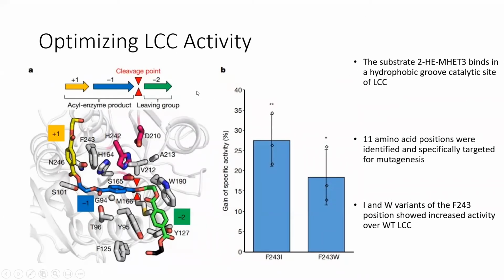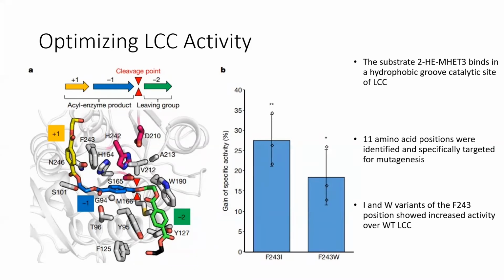In order to optimize enzyme activity, enzyme contact surface analysis was used in order to study the enzyme substrate binding interaction. By further understanding the binding interaction, targeted mutagenesis can be used to optimize catalytic efficiency. So the substrate binds in a hydrophobic groove at the catalytic site of LCC as shown. So 11 amino acid positions were identified and specifically targeted for mutagenesis.